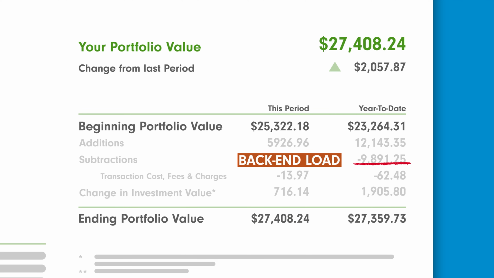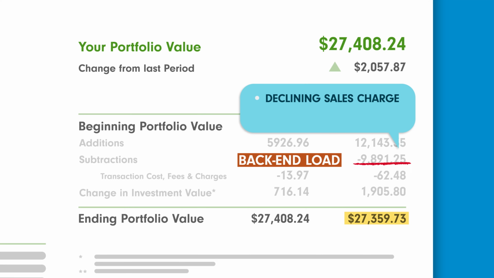Next is the back-end load, and once again, the word back tells you when this fee is charged. This sales commission is charged when you sell units in a fund. This fee typically decreases over time in hopes of encouraging you to hold on to your investments longer. This can also be called a declining sales charge or a deferred sales charge.